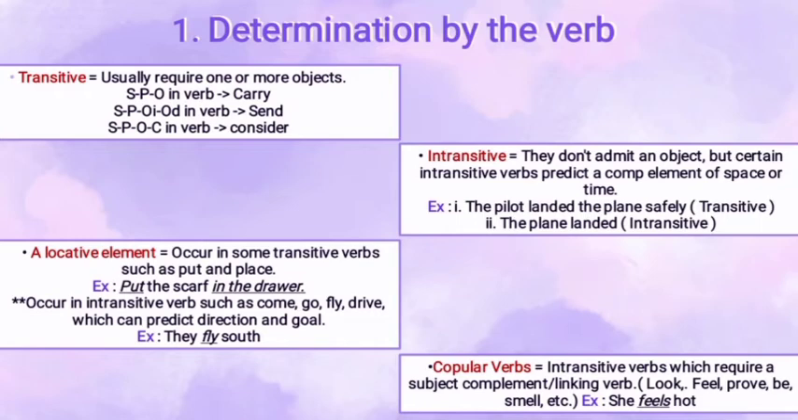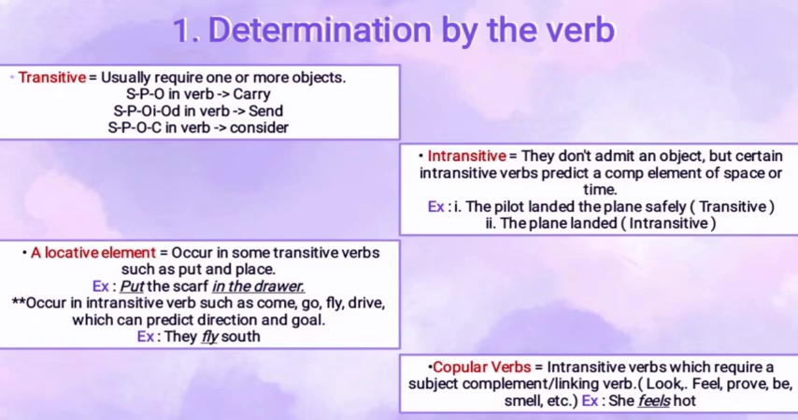For the first, determination by the verb. Transitive verbs usually require one or more objects. Subject, predicate, object in verb carry. Subject, predicate, indirect object, direct object in verb send. Subject, predicate, object complement in verb consider.